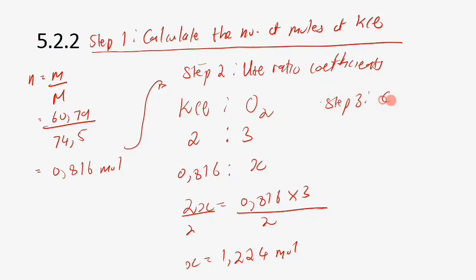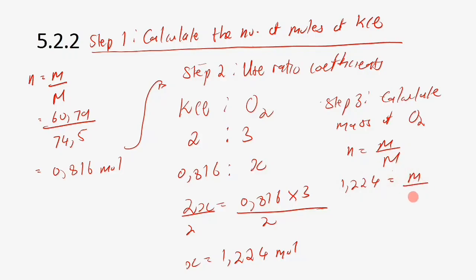Then step number 3 would be to calculate the required value. So step number 3, calculate the mass of oxygen gas, right? So this is n is equal to m over big M. So we have 1.224 is equal to m over the molar mass, which is 32. So if we cross multiply here, our mass is, let's calculate, 1.224 times 32, that gives us 39.17.